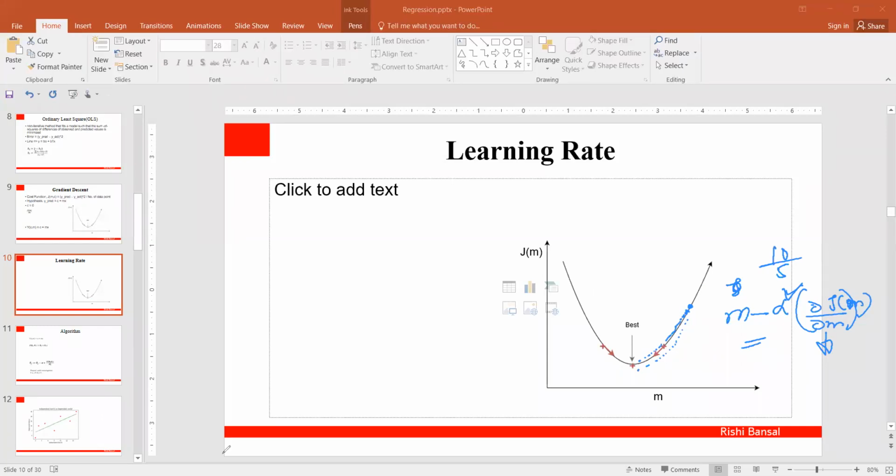Now everyone can unmute and speak something. I think no one is speaking anything.